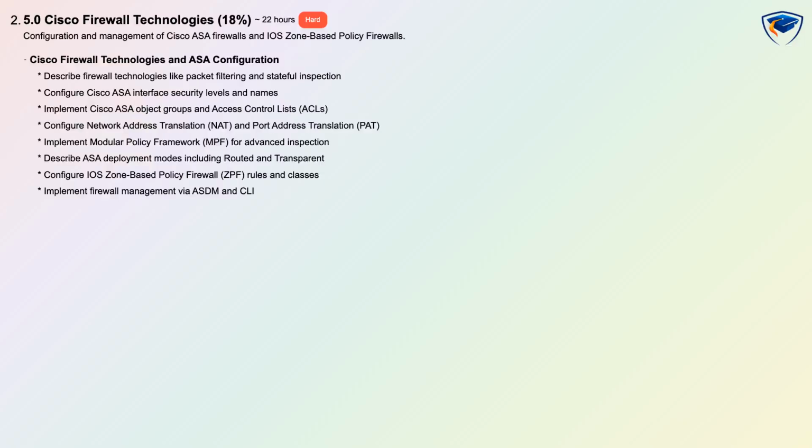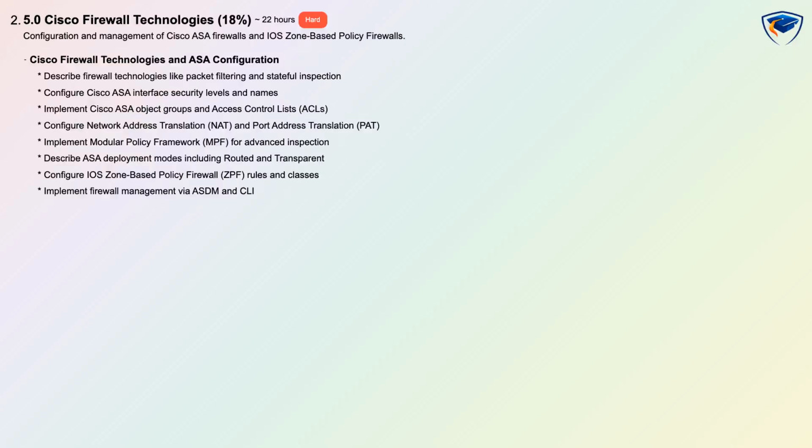Other key topics include configuring network address translation, NAT, and port address translation, PAT, implementing Modular Policy Framework, MPF, for advanced inspection, and describing ASA deployment modes including routed and transparent. You'll also learn about configuring IOS zone-based policy firewall, ZPF, rules and classes, and implementing firewall management via ASDM and CLI.